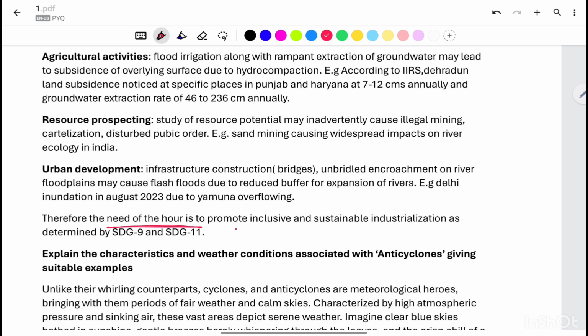There is a need to promote inclusive and sustainable industrialization as determined by SDG 9 and SDG 11.